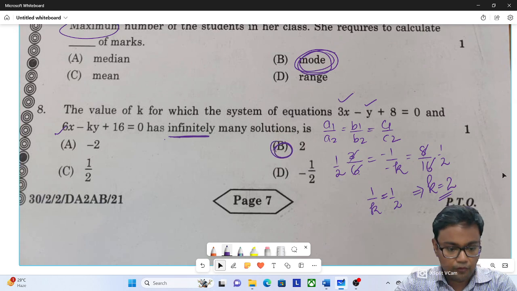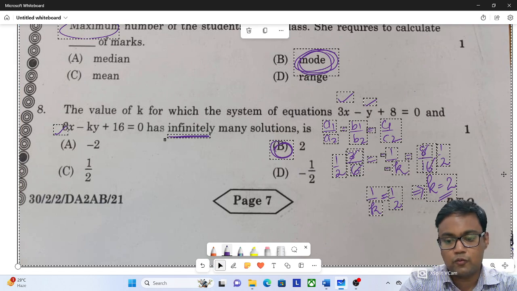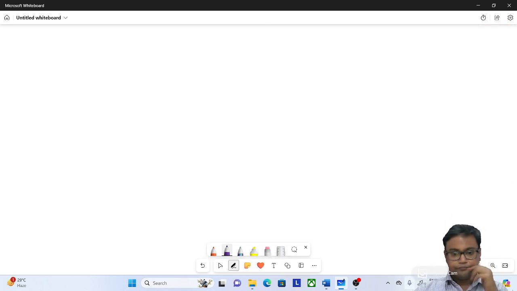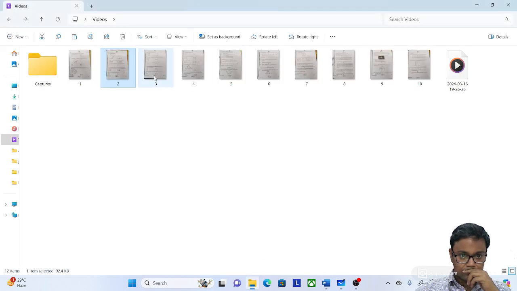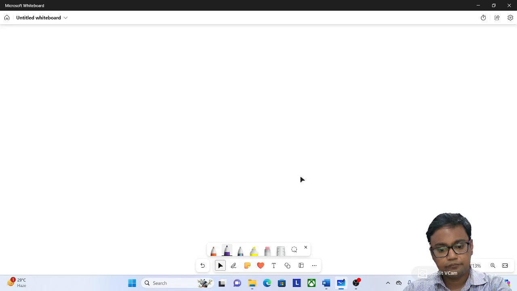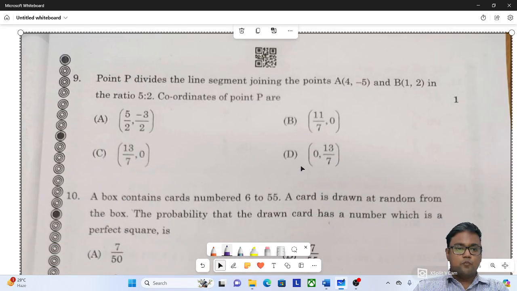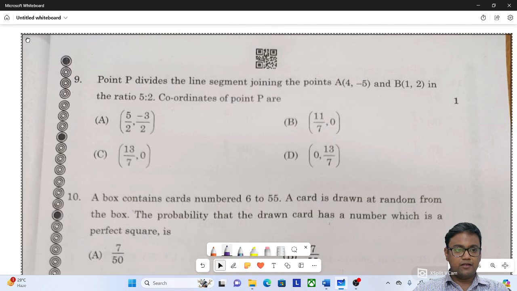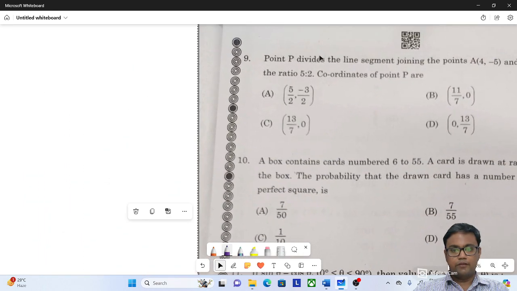Let us get rid of all of them so as to accommodate for the upcoming page. Point P divides the line segment in the ratio 5:2. We have to find the coordinates of point P, right?